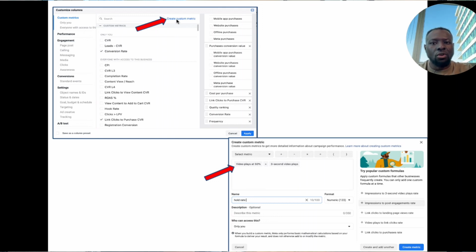You have to go over where it says create custom metric, because Facebook doesn't provide you with these metrics like the rest of the other metrics. You have to custom create these. So create custom metric, and in this specific example, this is where we're building out the hold rate, right? And the hold rate is video plays at 50% divided by 3-second video plays, right? Then all you have to do is create, and then boom.